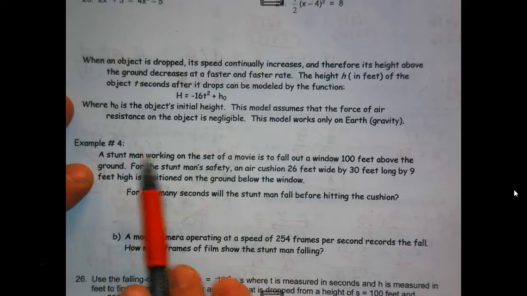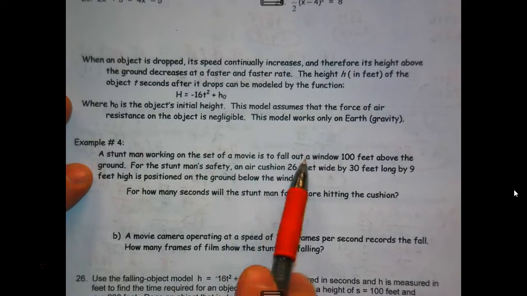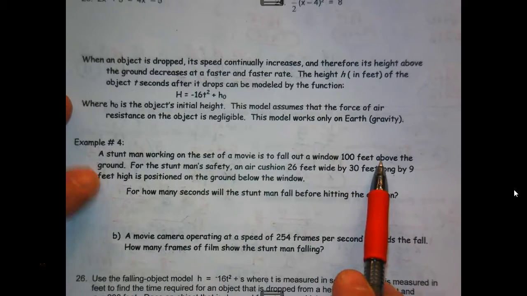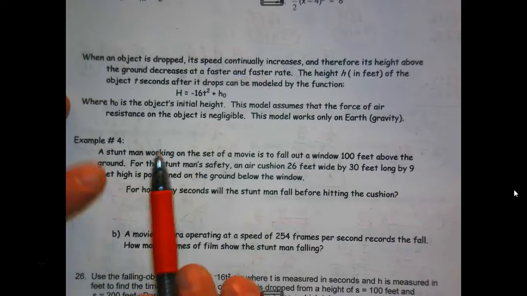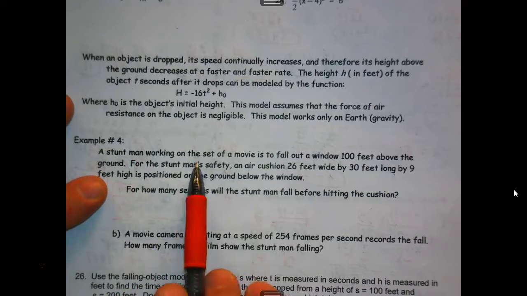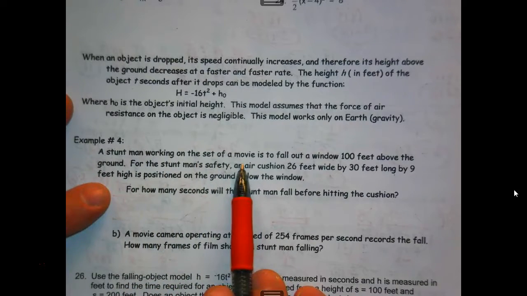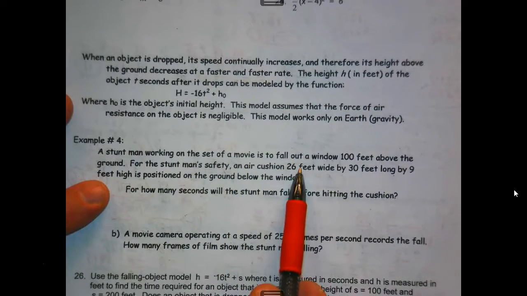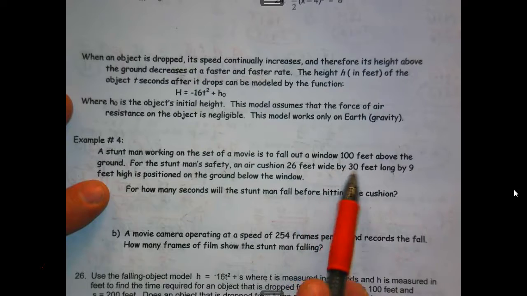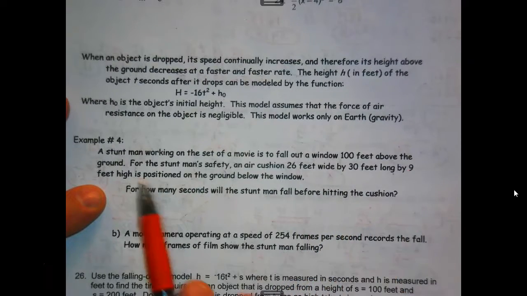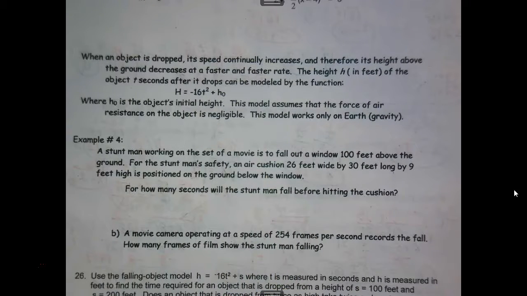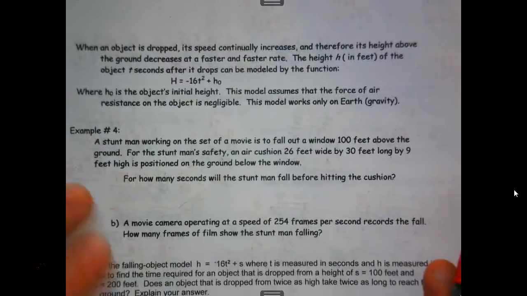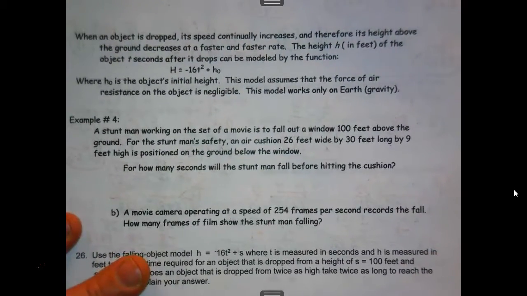A stuntman working on the set of a movie is to fall out a window 100 feet above the ground, probably because he jouled a THC or something. Okay, for the stuntman's safety, an air cushion 26 feet wide by 30 feet long by 9 feet high is positioned on the ground below the window. Okay, I'm thoroughly confused. So let's try to draw a picture about this.